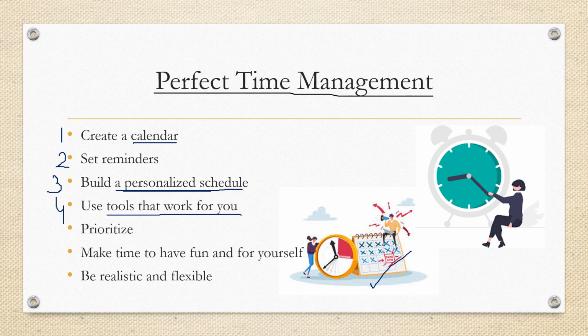You have to understand, again, the importance is you matter. It is you who needs to understand which tools are important for you. Fifth is prioritize. We have said prioritization's importance in our previous video. You can go to the playlist of time management and check the videos out. Sixth is make time to have fun and make time for yourself, which we call the me time. Seventh is you have to be realistic and flexible.